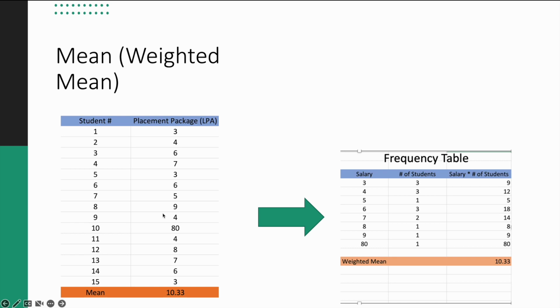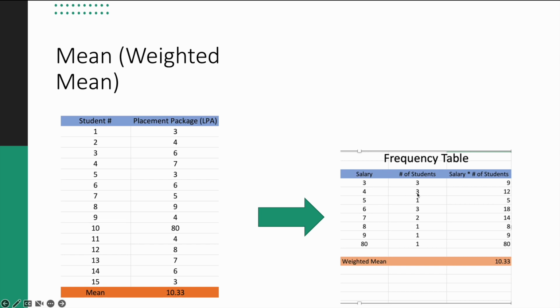Let's represent this data in a slightly different form. We'll represent it in a frequency table. The first column will represent the salary figures: the 3 lakh salary, 4 lakh salary, 5 lakh, 6 and 80 lakh. The second column will represent how many students got it. So 3 lakh salary was received by 3 students, 4 lakh salary was received by 3 students, 5 lakh salary by 1 student. We can see it from the table.